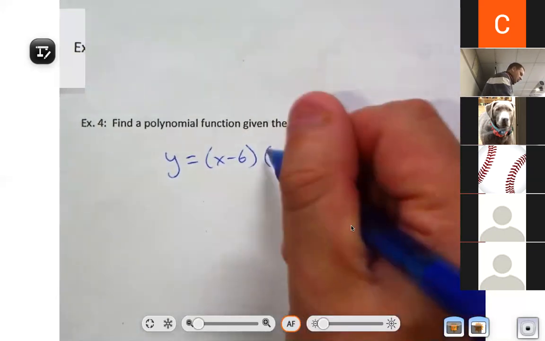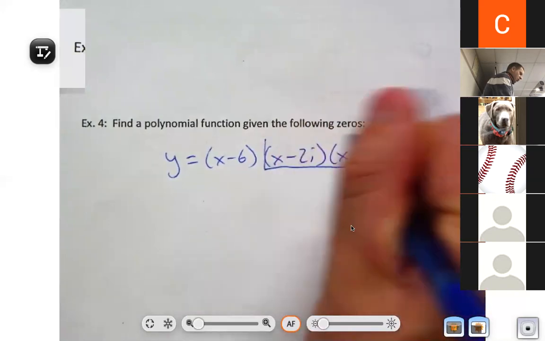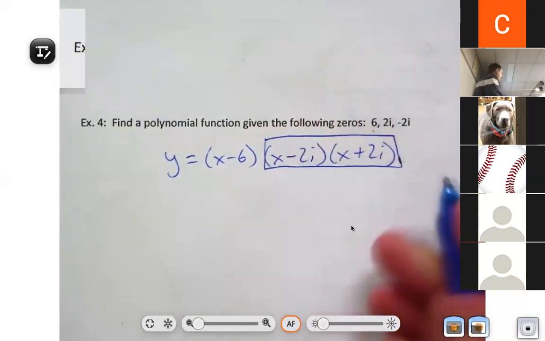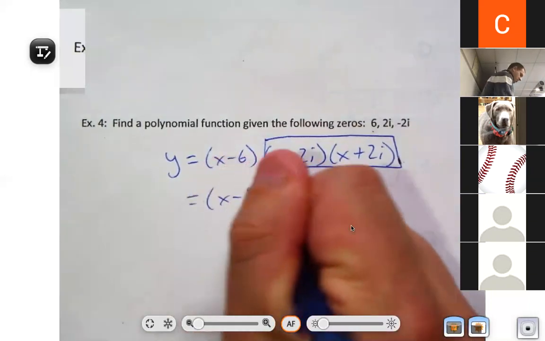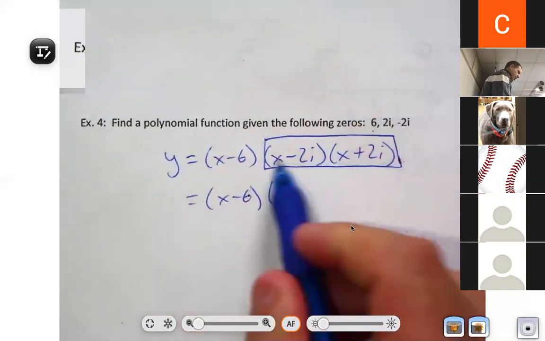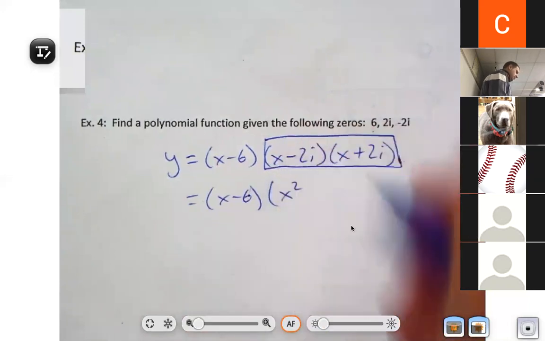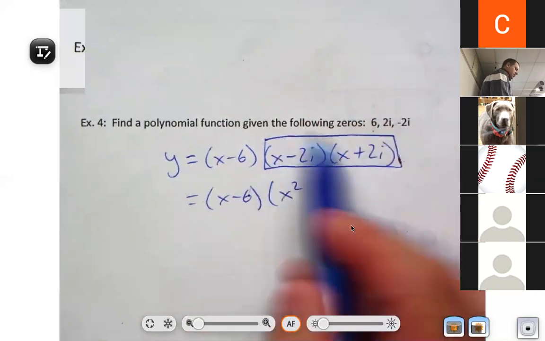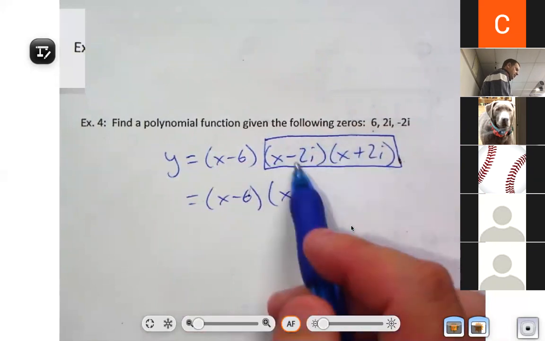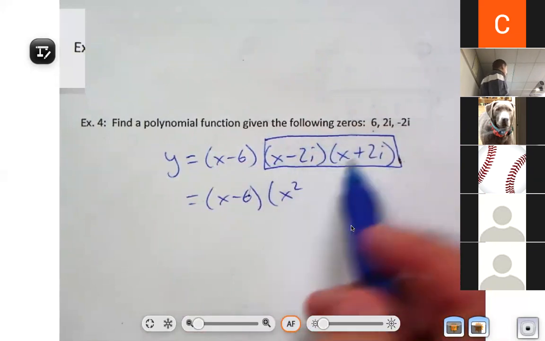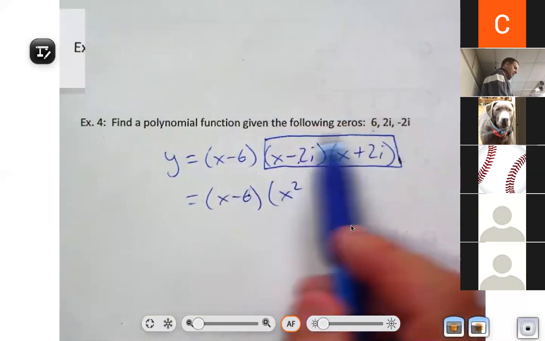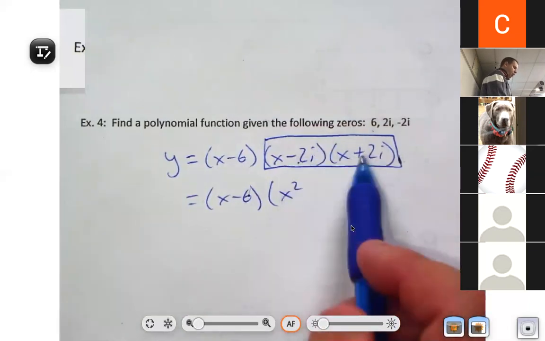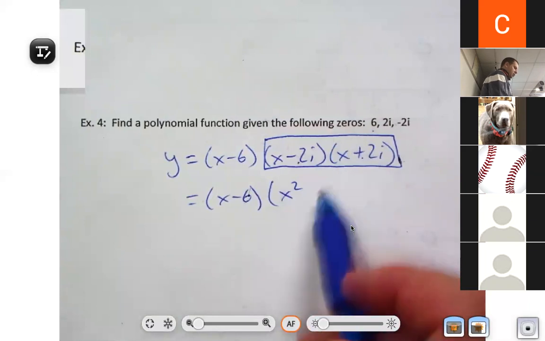I would multiply these two together because when you multiply these two, the i's will go away. So I'm going to FOIL that out. So x squared. The outer terms would be 2xi, and the inner terms would be -2xi. So those cancel. You don't even need to write them. And then -2i times +2i. Well, that's -4i squared. So +4.